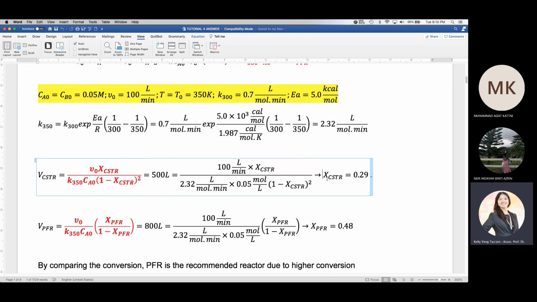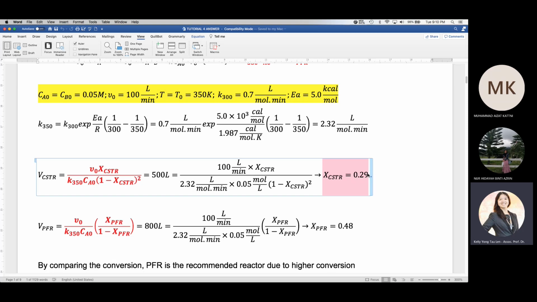Persamaan ni akan menjadi persamaan kuadratik that you need to solve untuk kamu dapat nilai X ni. So later when you have time, kamu kena practice sikit lah sebab this calculation is not so straightforward sebab kat bawah ni ada kuasa 2. So a little bit not straightforward. But if you calculate correctly, you will get the conversion as 0.29. Meaning dalam CSTR saya ni, conversion saya hanya sebanyak 29%.